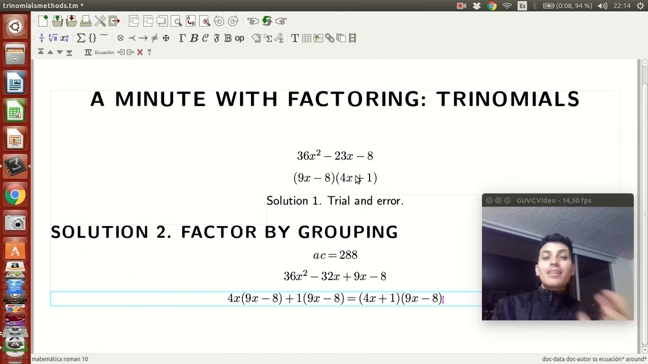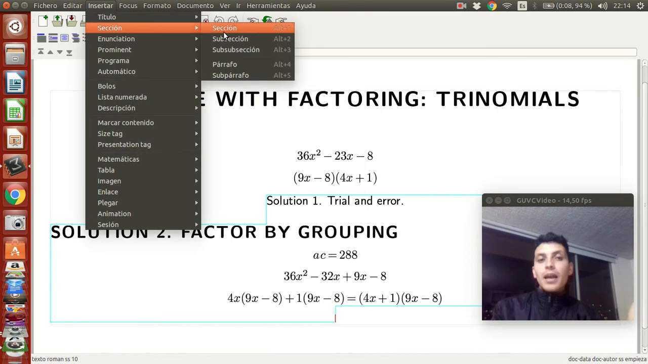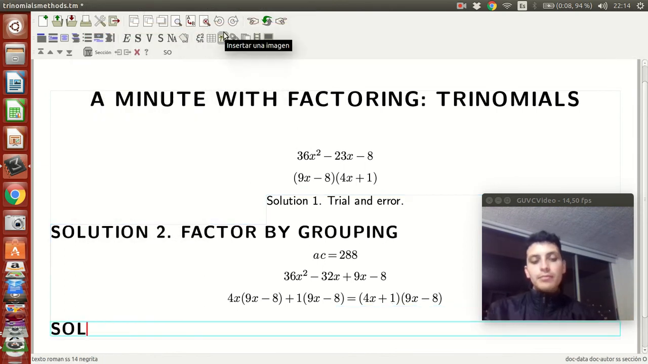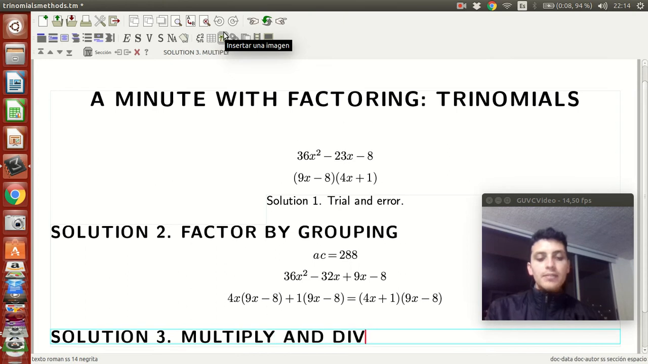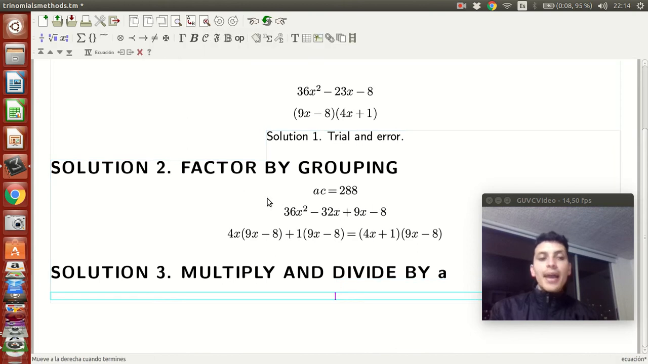Could you notice that here we get to the same numbers, but we did it using factoring, finding the multiples of the number 288? Because it's kind of the same deal. And finally, we're going to check another option, solution number 3, that is multiply and divide by a. So I'm just going to multiply and divide the polynomial by a to see what happens.